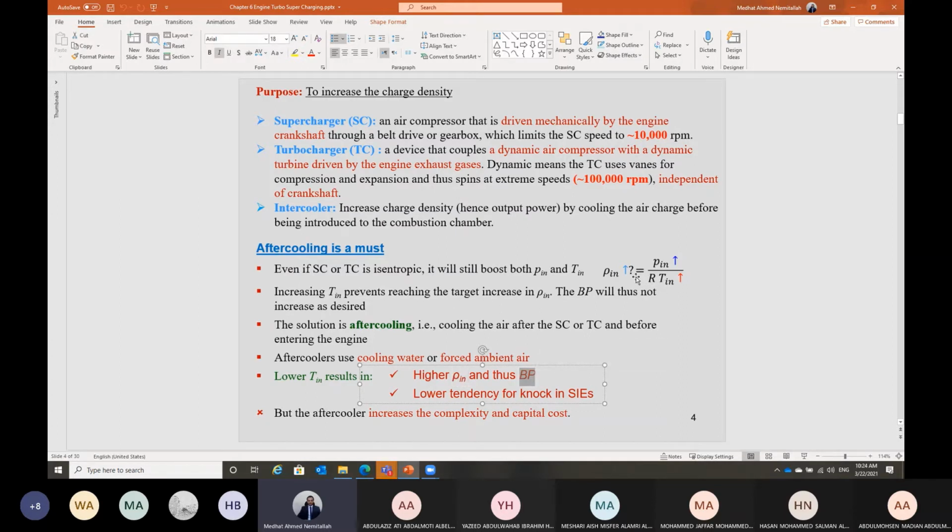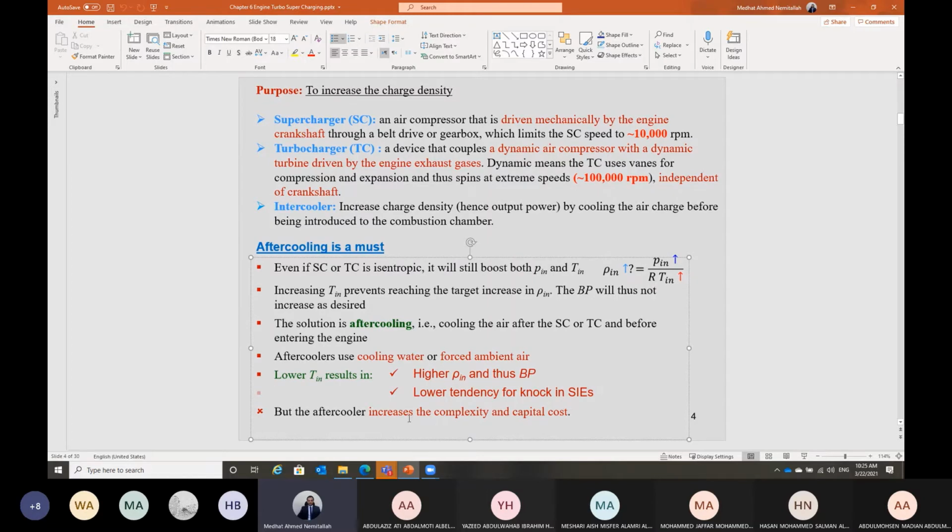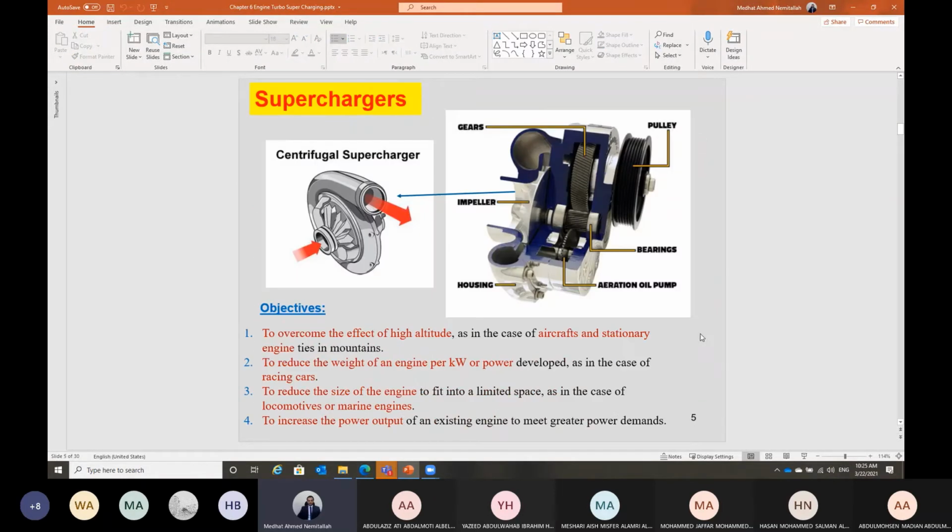One other use: if we are using a turbocharger or supercharger, it will raise the temperature when we compress the air. If we have a higher charge temperature when it is introduced to the internal combustion engine, it may result in self-ignition of the fuel in a spark ignition engine, and this may result in engine knocking. So we have to reduce this temperature to have a low tendency of engine knocking, and also to improve the efficiency. However, this part, the aftercooler, is just an additional part, so it will increase the complexity and also raise the capital cost of the engine.